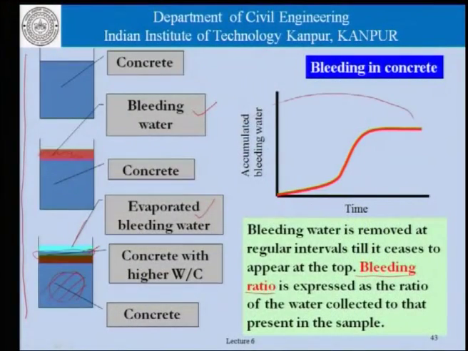And this diagram here shows how the accumulated bleeding water moves. Initially, we do not have too much water coming in, but gradually you find that a lot of water appears at the surface, and finally, no more water appears at the surface, and that is the end of the bleeding test. We have this as the total amount of water that has appeared, and this parameter is compared with the water present in the sample to give us the bleeding ratio.